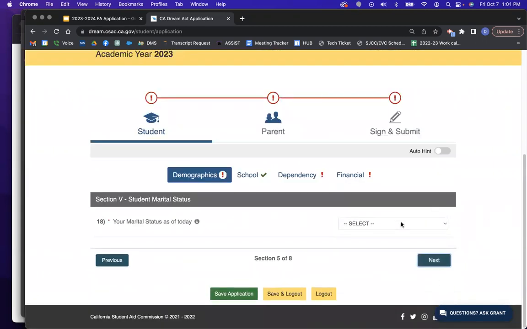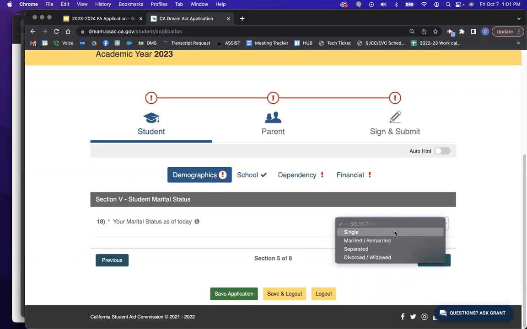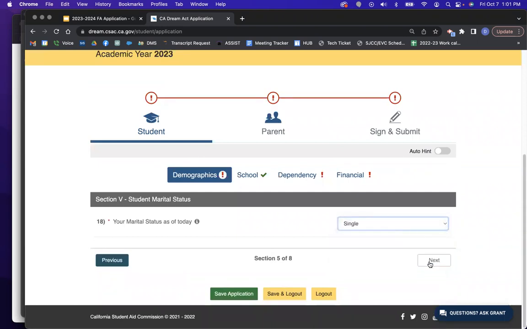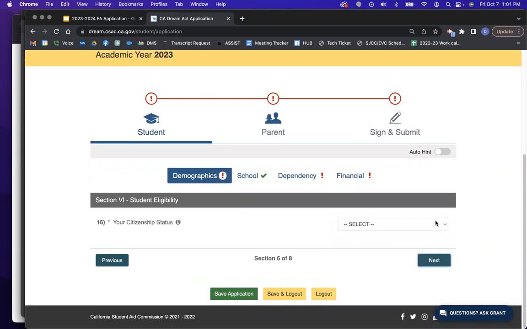Click next. You will answer your marital status. If you're single, obviously you will put that you're single. If you're married, you will be asked to also provide your spouse's information. Okay. And then you're going to click your citizenship status. Okay, so this is where it gets a little bit confusing.